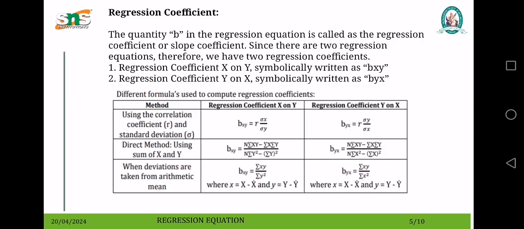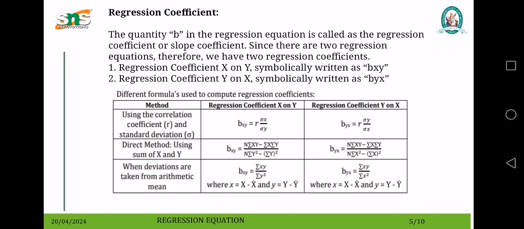Regression coefficient. The quantity b in the regression equation is called the regression coefficient or slope coefficient. Since there are two regression equations, we have two regression coefficients. First, the regression coefficient of x on y, symbolically written as bxy. Second, the regression coefficient of y on x, symbolically written as byx.